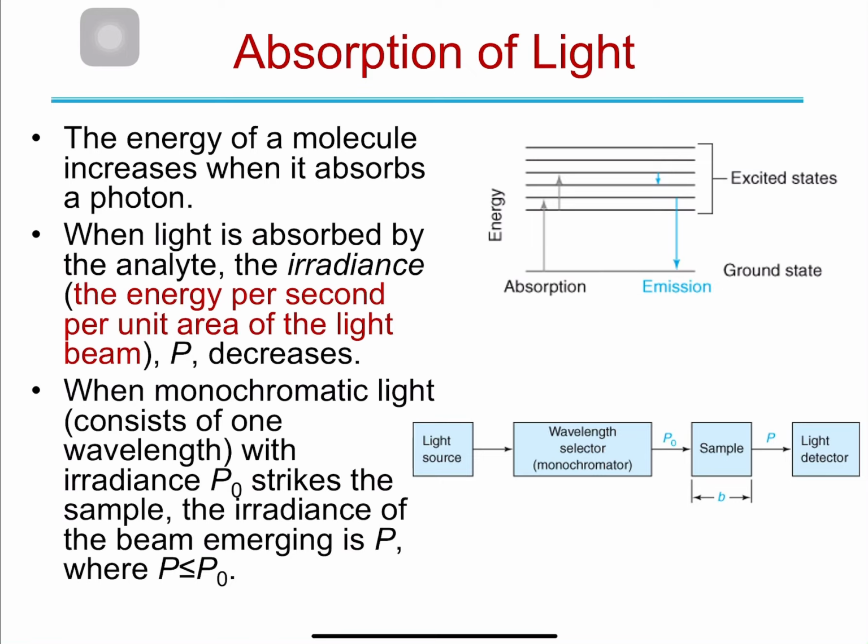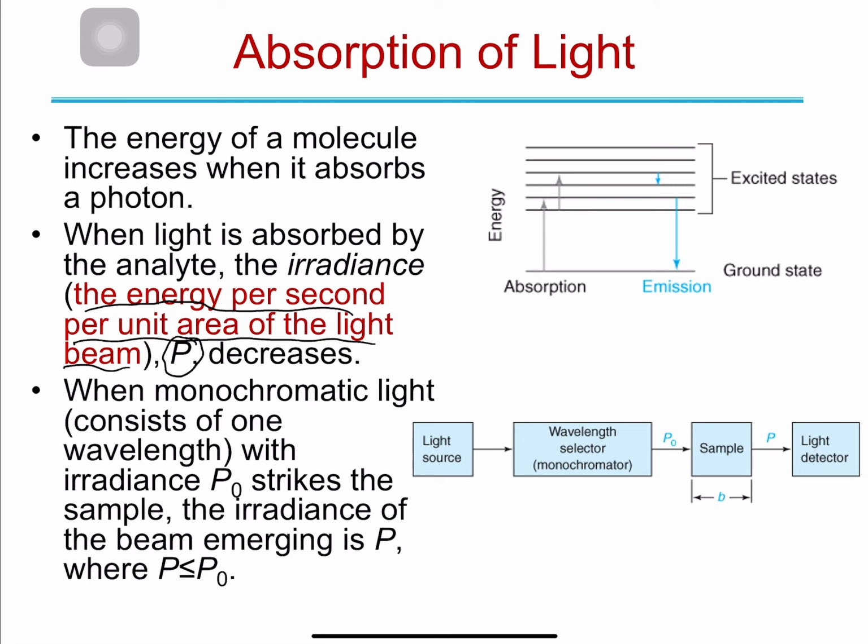When the light is absorbed by the analyte, or the substance in question that will interact with the light, the irradiance, which is defined as the energy per second per unit area of a light beam, and we usually give it the symbol P, will decrease.